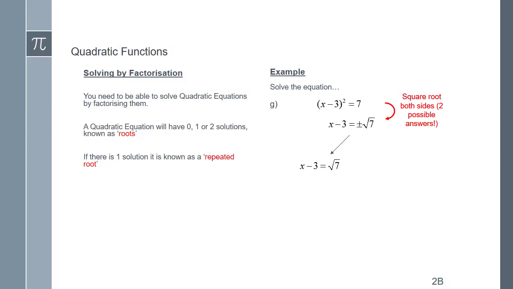So either x minus 3 is equal to root 7, so x is equal to 3 plus root 7, or alternatively, x minus 3 is equal to minus root 7, so x is equal to 3 minus root 7. Those would be the two solutions to that quadratic equation.